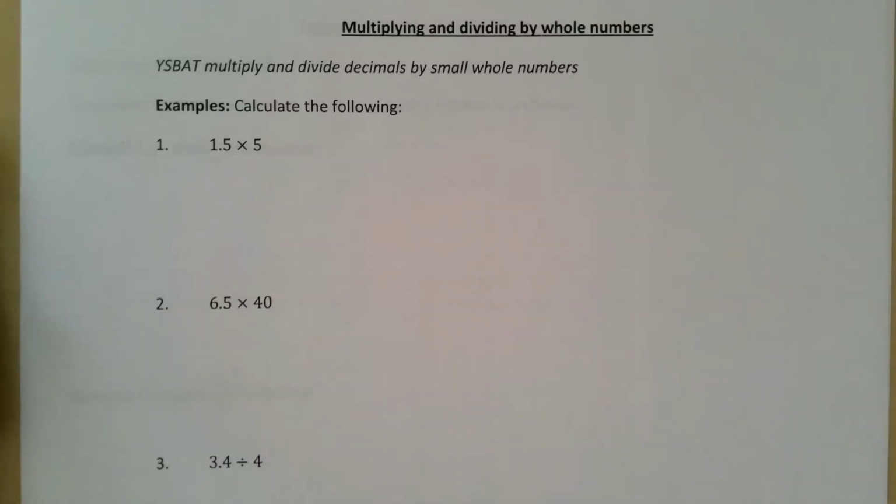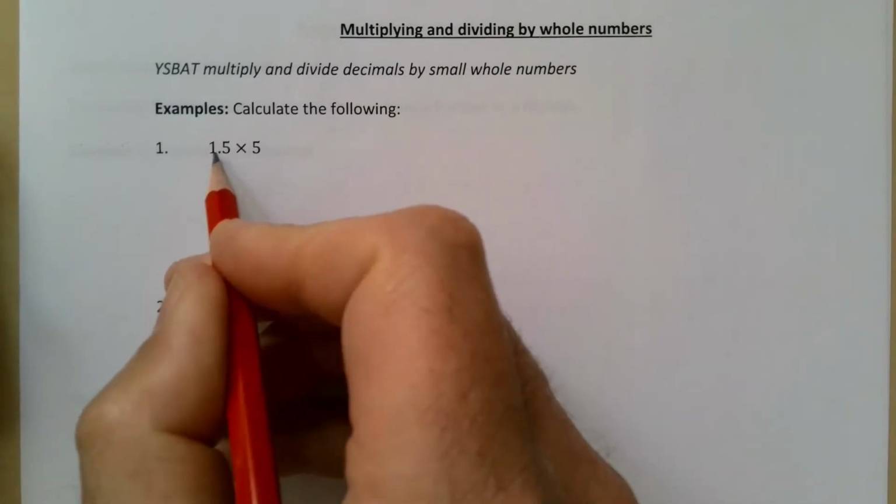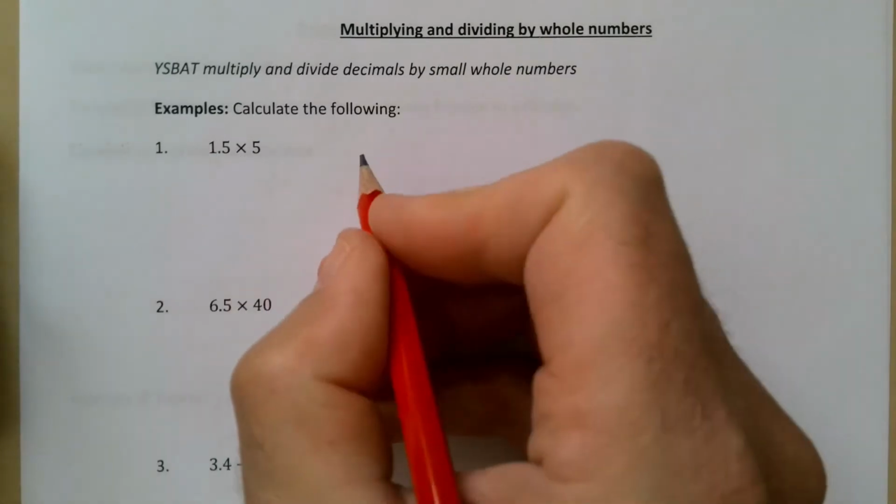Okay, we're multiplying and dividing by whole numbers. So let's take a look then at some of these. Now, there's a couple of wee techniques to learn here. The way I would tend to do it is I ignore the decimal point. I do the normal multiplication and then I put in the decimal point at the end.